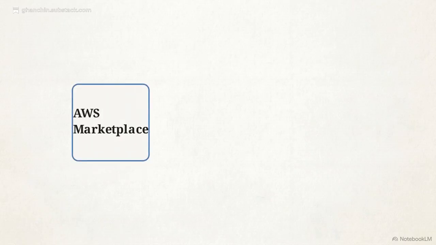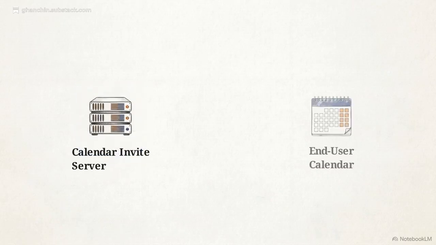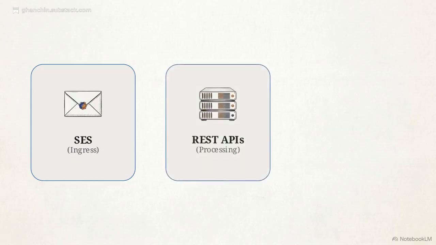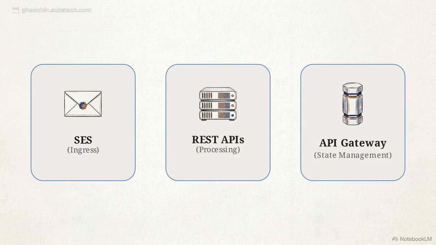The Calendar Invite Server Stack, deployed from the AWS Marketplace, replaces this static handoff with a live architectural link. By combining simple email service for data ingress, dedicated REST APIs for processing, and an API gateway for state management, the stack establishes a bidirectional pipeline.